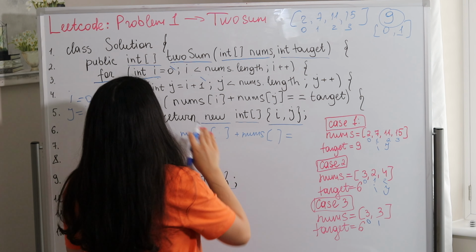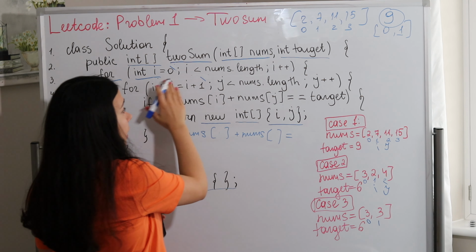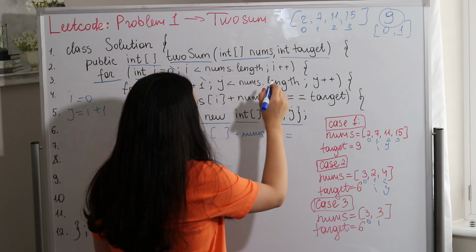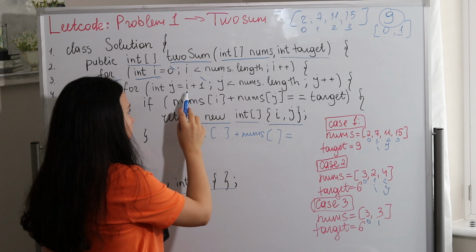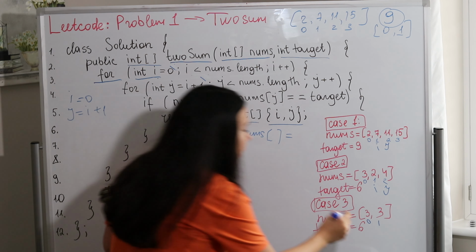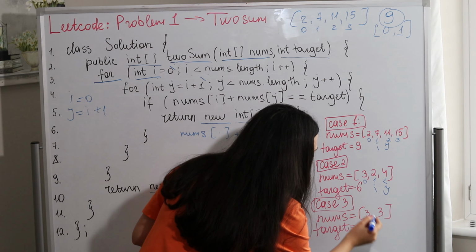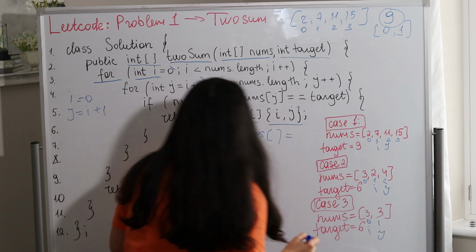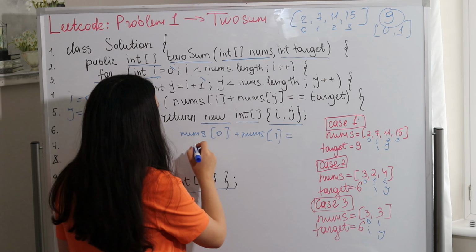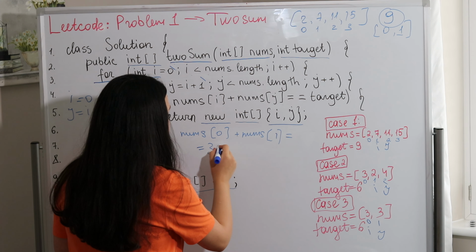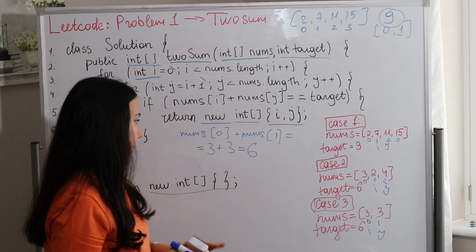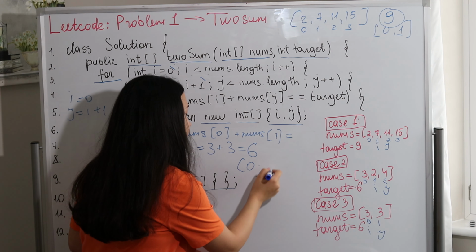Okay? For the first iteration, i equals 0. We are within nums length, right? i equals 0 and j equals 1 because i plus 1, which is 0 plus 1, is 1. Okay? So our i is 3 and our j is 3. Then when we try to add, we get the elements at these indices, we get 3 plus 3, which equals our target. And we return 0 and 1.